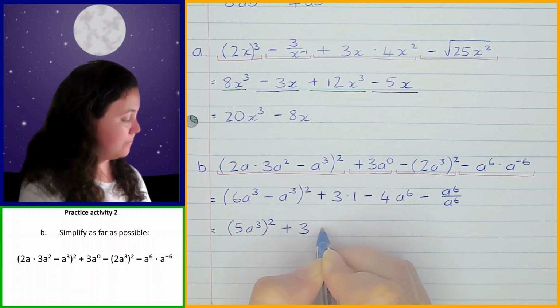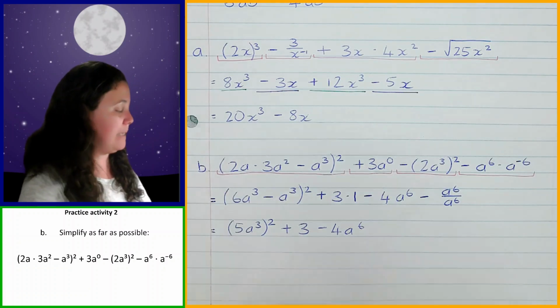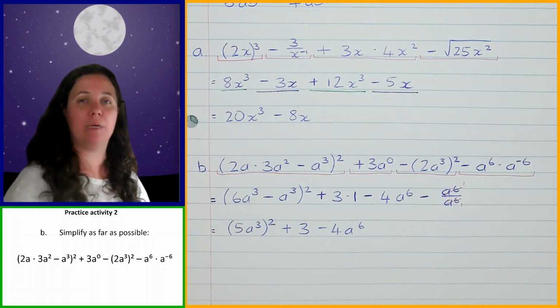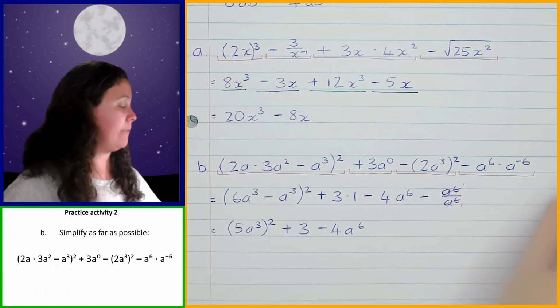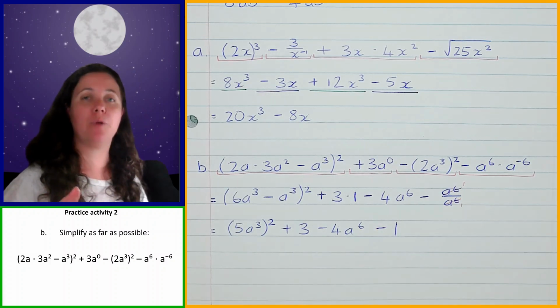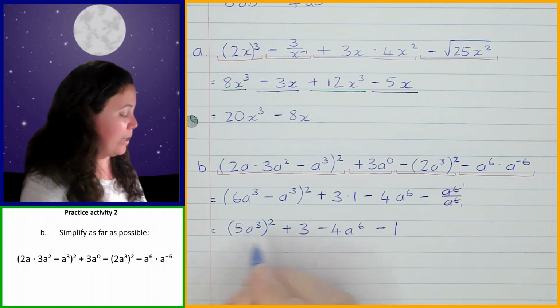So inside my brackets, I now have 5a cubed, and that needs to be squared still, plus 3 times 1 is 3, minus 4a to the power of 6, and then this over here, anything divided by the same thing will give me 1. So those cancel, giving me 1. But it doesn't just cancel out completely and disappear. It cancels out, giving me 1. So it's 1 over 1, which is 1. Anytime you have a fraction where the top and the bottom are the same as each other, you end up with 1. Okay, so that's minus 1.